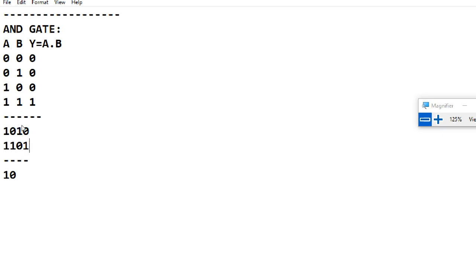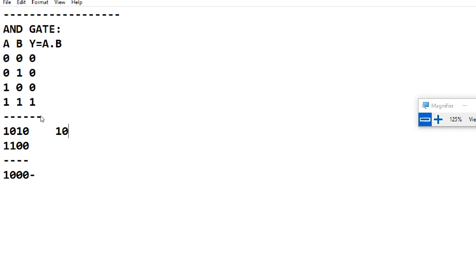Then I will put it here like this. It is quite easy to understand. 1, 0: again you will get a 0. 0, 0: you'll get a 0 only. So this is the result of the ANDing between these two numbers. And also I will give you another one.